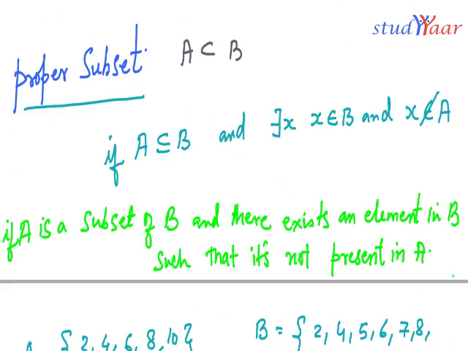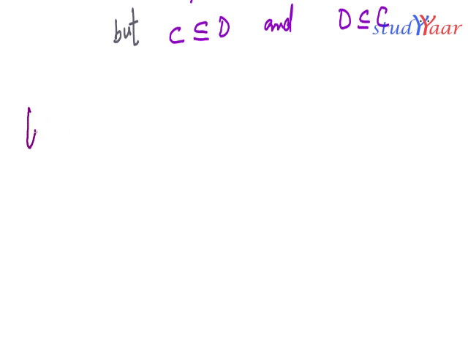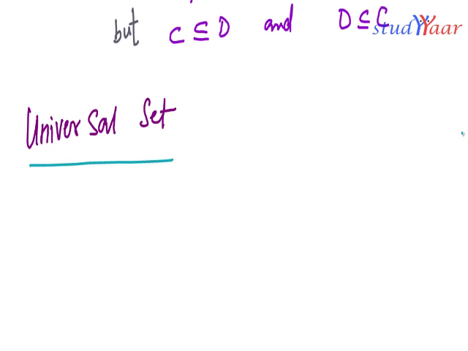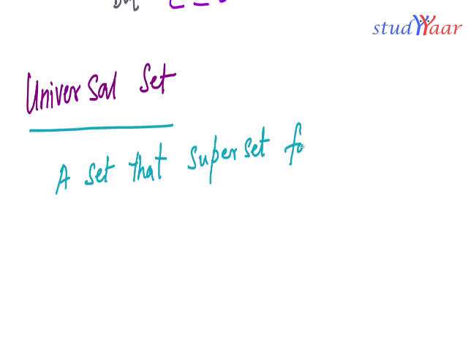So that is the concept of proper subset. Now we are going to understand what a universal set is. A universal set is defined as a set that is a superset of all sets under consideration. So, a set that is a superset for all sets under consideration.